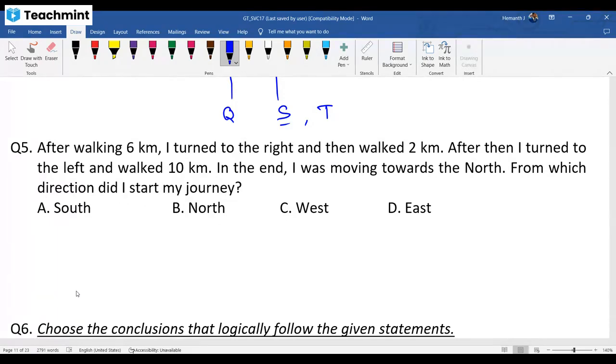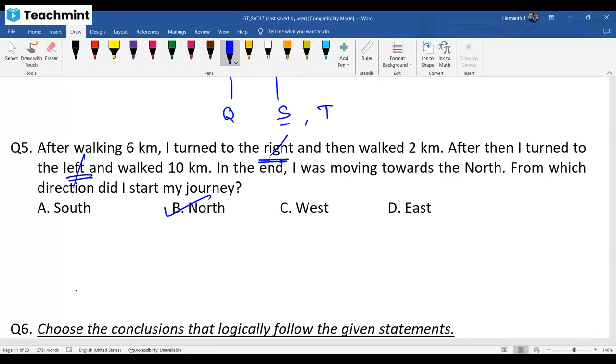Okay, don't worry, start at some direction. Let it be, you start at any direction. Right and left means that will cancel. One right and one left means the direction will come back to the same thing. One simple logic: after walking 6 kilometers somewhere, you turn right and then turn left, and that will be cancelled. Right and left are opposite, so they cancel. So you got north, which means you started at north only.